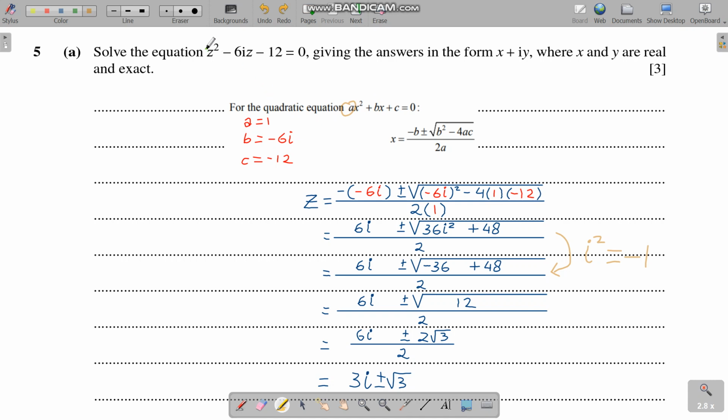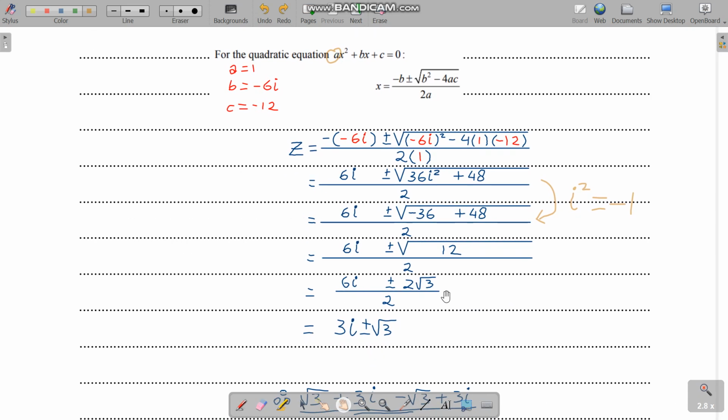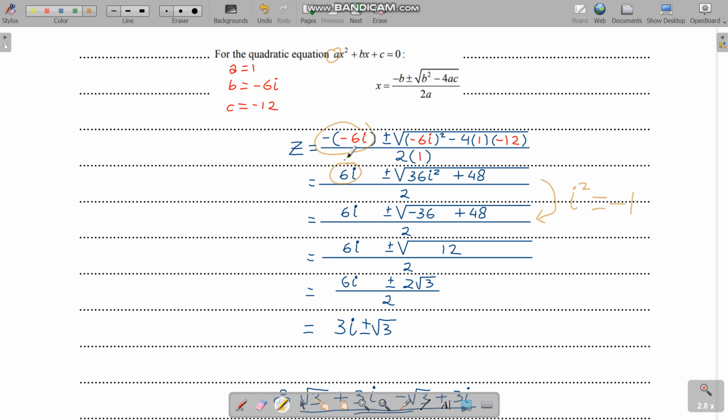In this case, the a is just 1, the b is minus 6i, and the c is minus 12. Notice that the i is included. So now we apply the quadratic formula: minus b plus minus square root of b squared minus 4ac, all over 2a. Just plug in everything. Minus minus becomes plus, and minus times minus is plus.